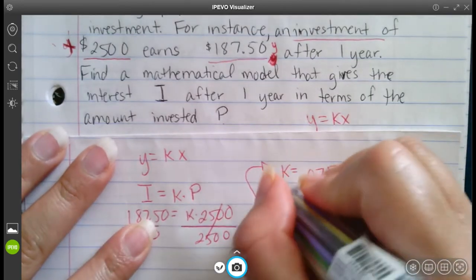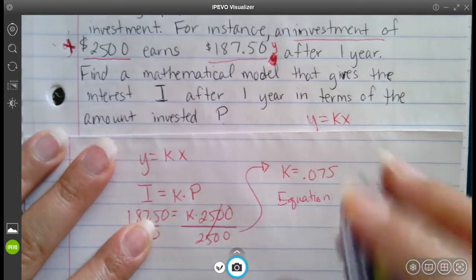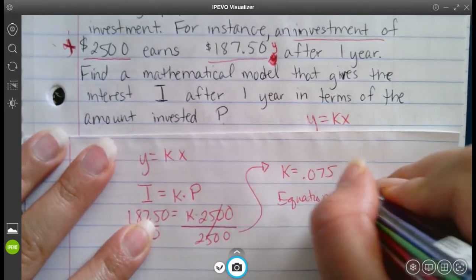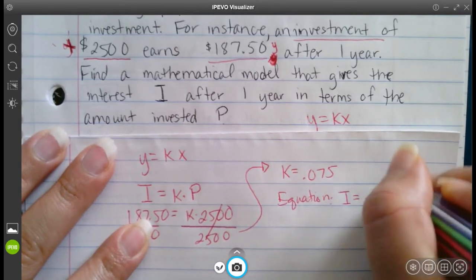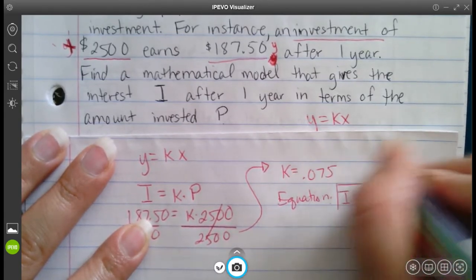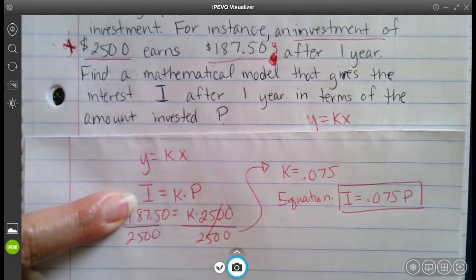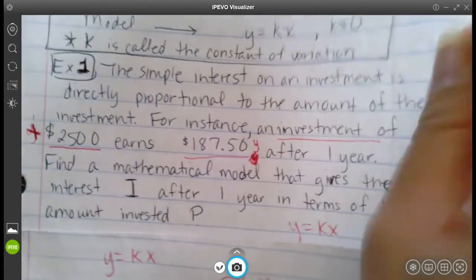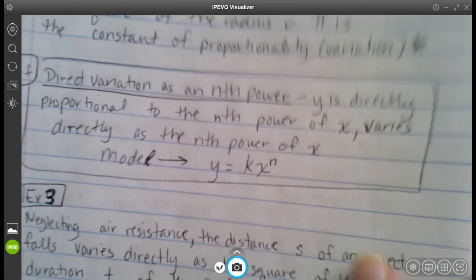So for our equation, which is what we're looking for, it would be I equals 0.075P. So we're going back to what we originally looked at over here. And that is pretty much it for this first example. Let's move on.